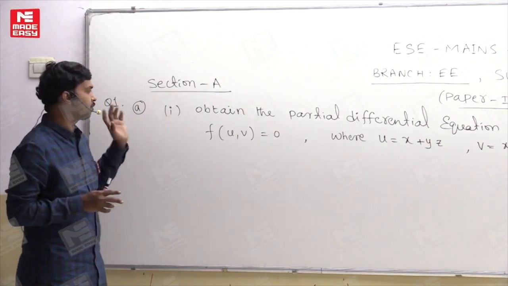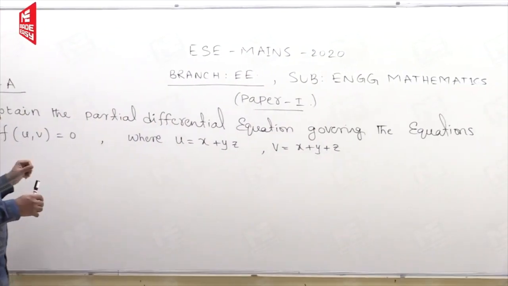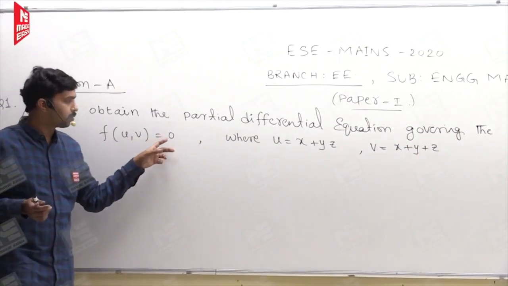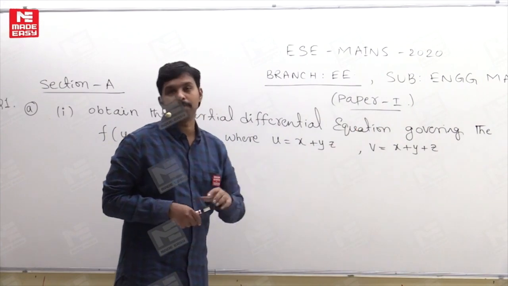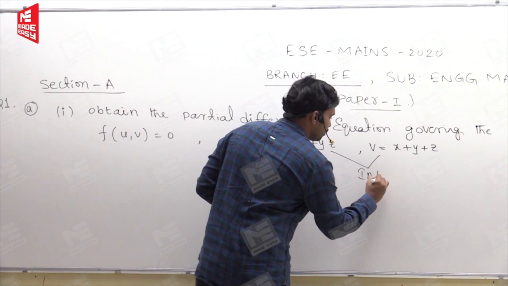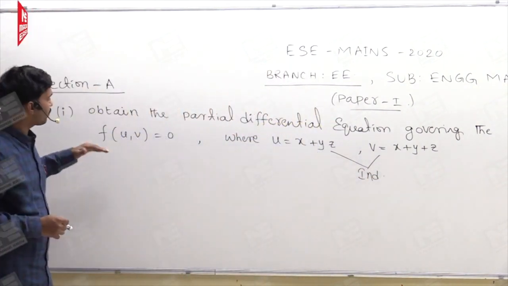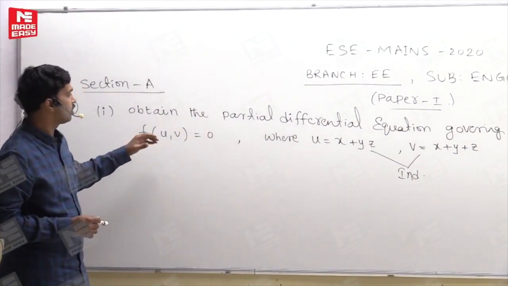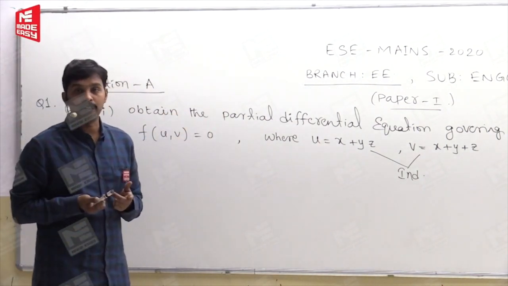In that, the very first question: obtain the partial differential equation governing the equations of the surfaces f(u, v) = 0, where u = x + yz and v = x + y + z. Clearly we can see these are independent. So for this f(u, v) equation, we have to find the corresponding partial differential equation.